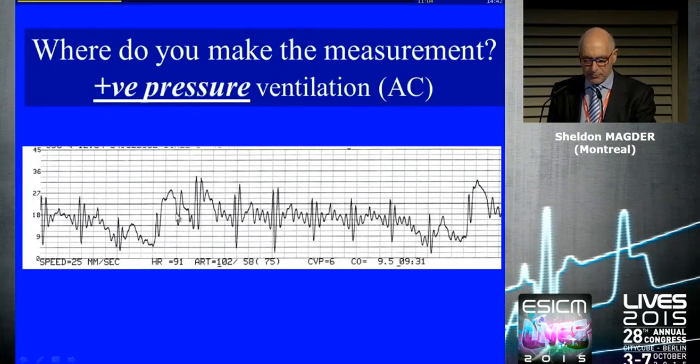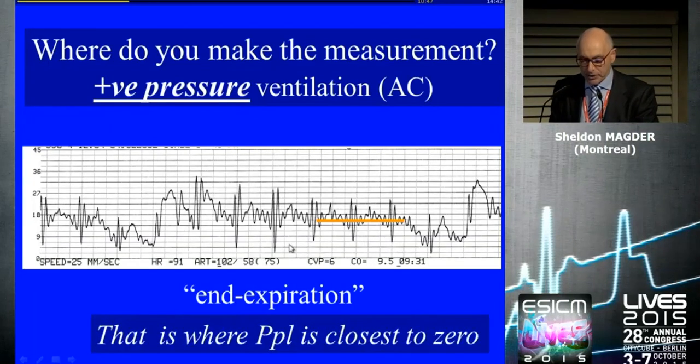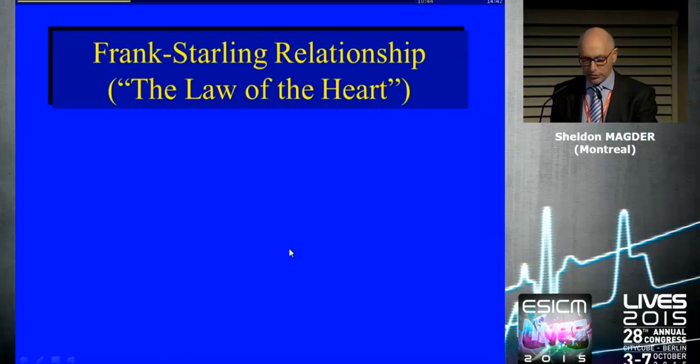What about this one? Here's a person on volume control. They breathe in, trigger the ventilator, breathe out. So here you make the measurement at the end of the expiration. And if you can find a C wave in there, you can see it's not that important here because it's all about the same. At end expiration, you avoid the changes in pleural pressure.